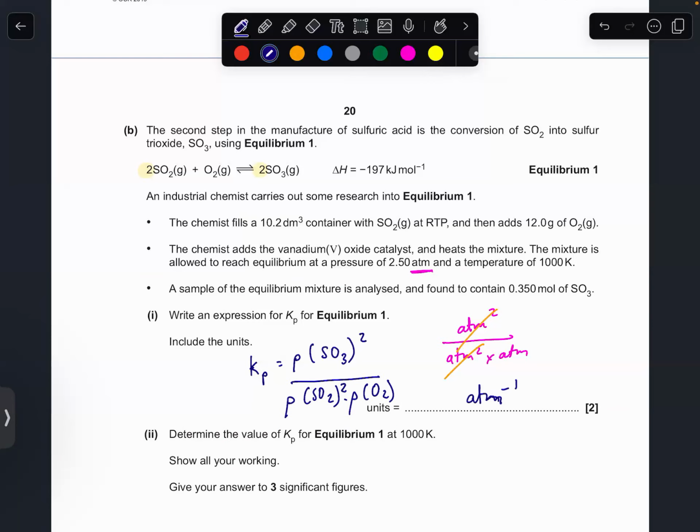State symbols: the mark scheme allows it without. They were showing gas. Partial pressure is of gases only. They wanted to see gases, but they will not penalize you for not including them.